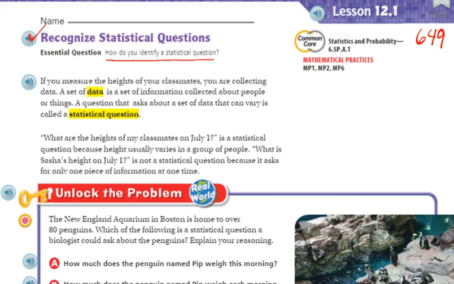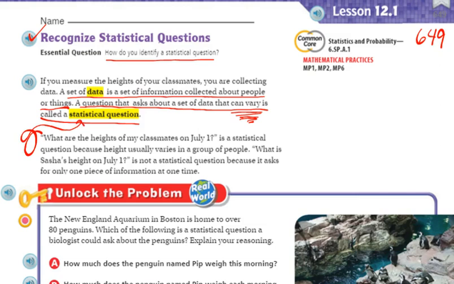If you measure the heights of your classmates, you are collecting data. A set of data is a set of information collected about people or things. Okay, a question that asks about a set of data that can vary, underline that here, is called a statistical question. Key being the answers or the data must vary. So we're going to give you a little scenario here to help focus on this statistical question and just being able to identify what is a statistical question or not.